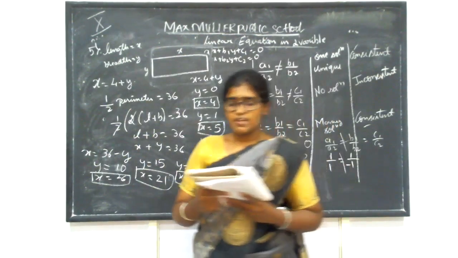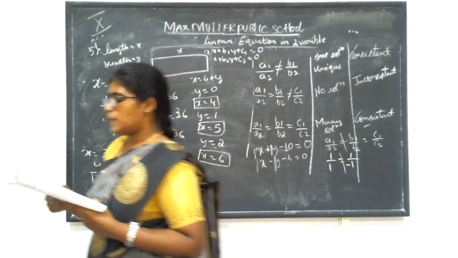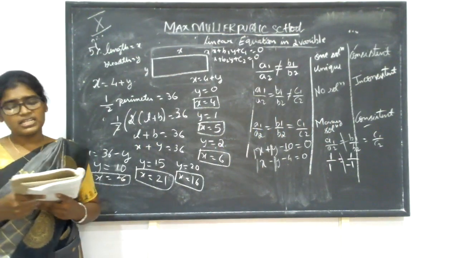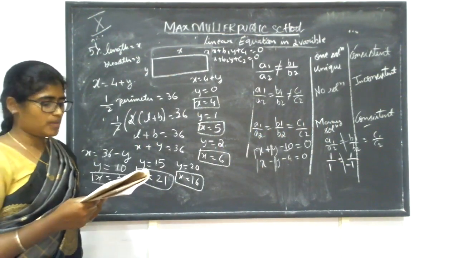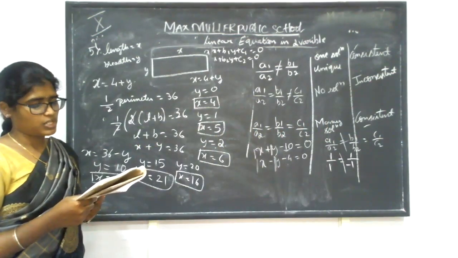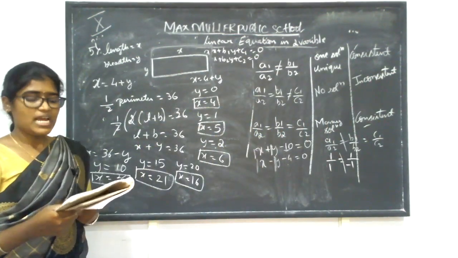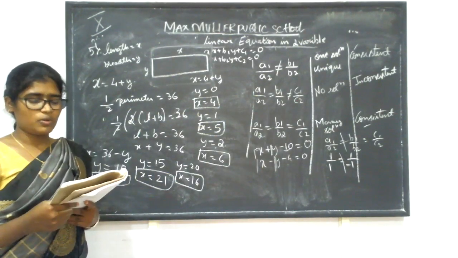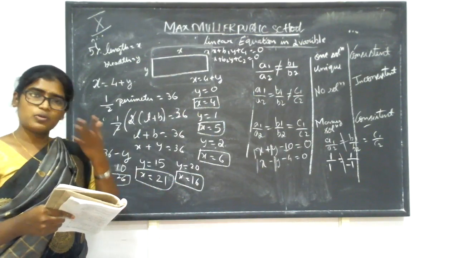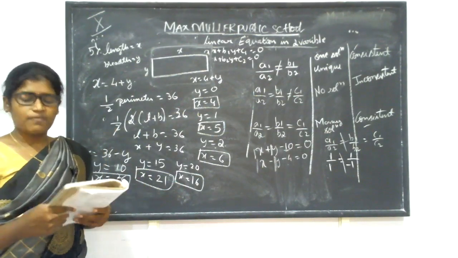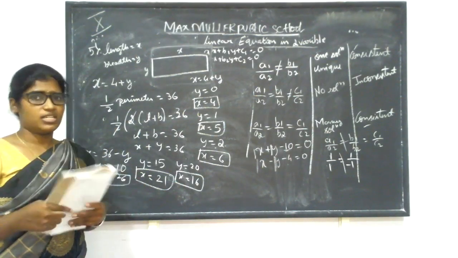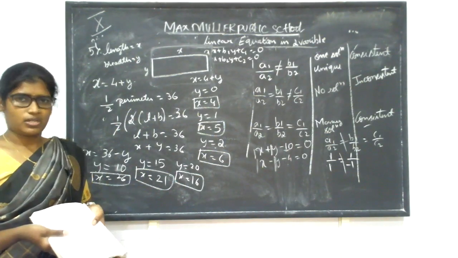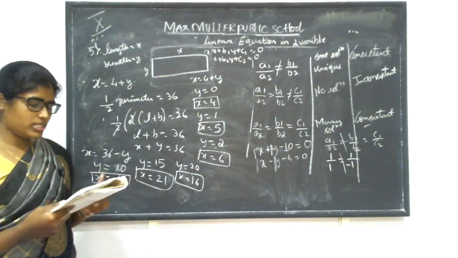Then given the linear equation 2x plus 3y minus 8 is equal to 0, write another linear equation in two variables such that the graphical representation of the pair will be intersecting, coincident and parallel. If it is intersecting, what will you take? You will take a1 by a2 not equal to b1 by b2. If it is parallel, you will take c1 by c2 not equal. If it is coincident, you will take the same equation. Correct? So you do not do the sixth one.